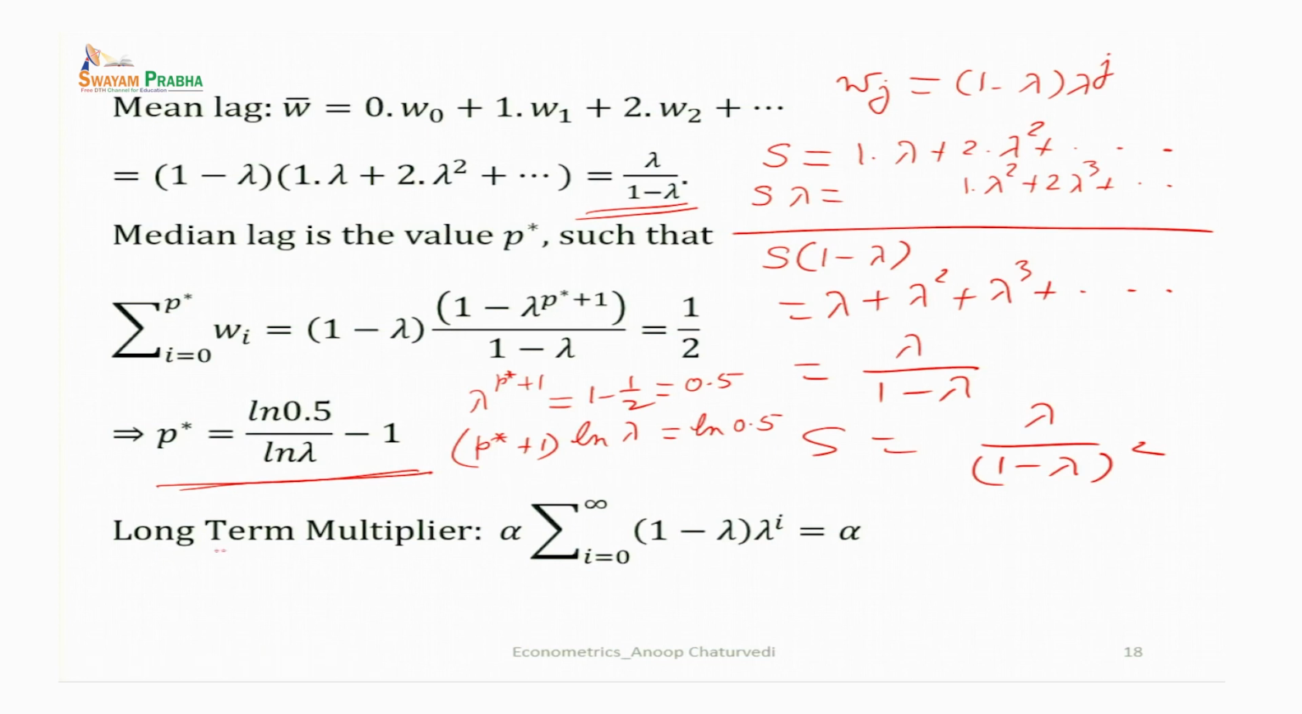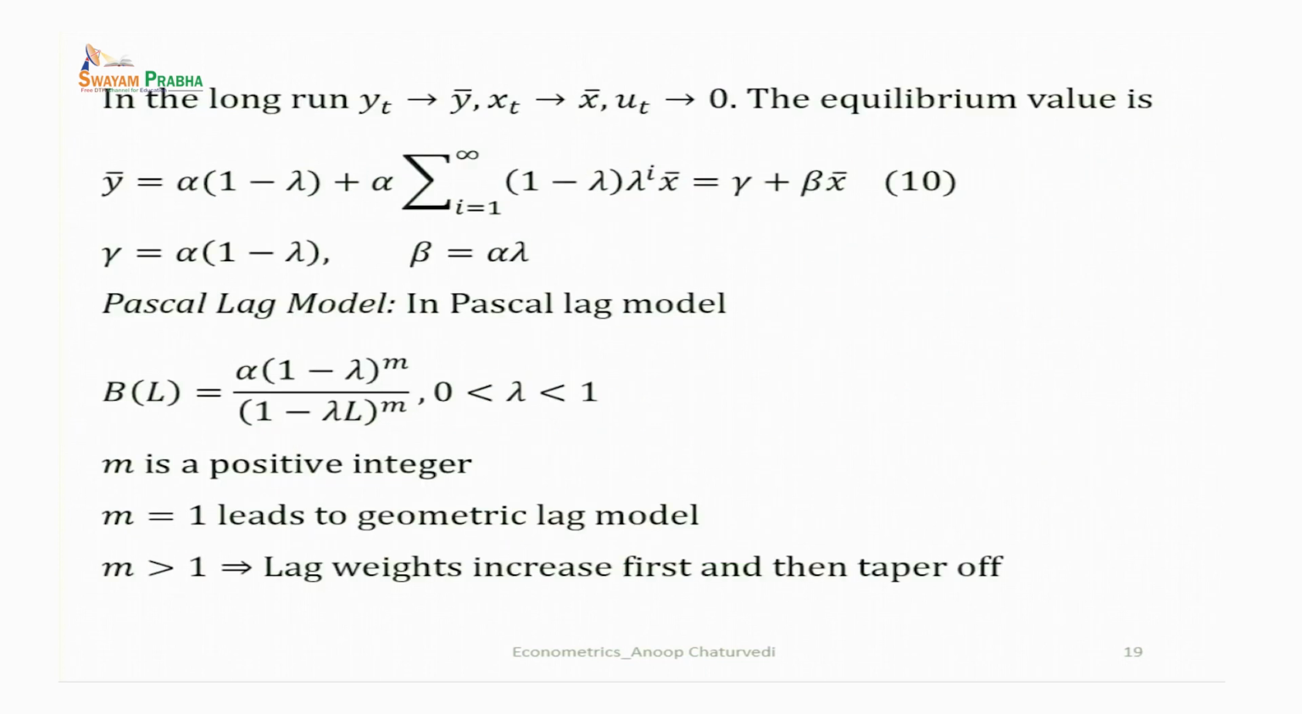Then the long term multiplier is actually alpha into summation i equal to 0 to infinity (1 minus lambda) into lambda to the power i, which is equal to alpha. This is an infinite geometric series, and you can easily add it and you get alpha here. Now, in the long run y t tends to y bar, x t tends to its mean x bar, and u t tends to 0.